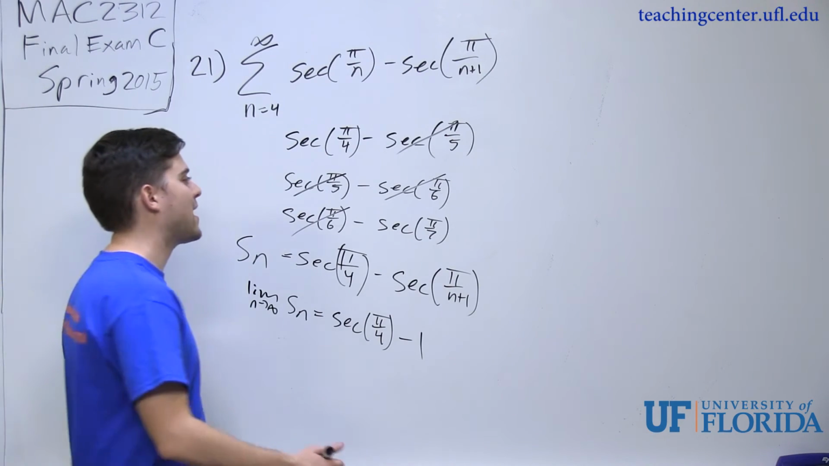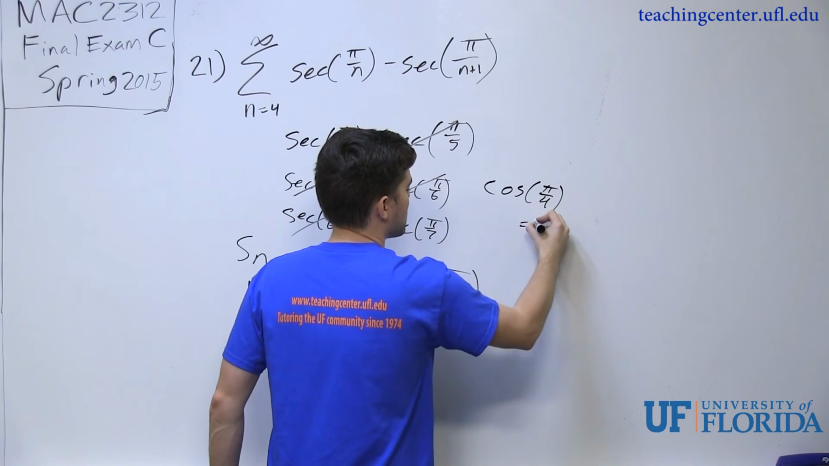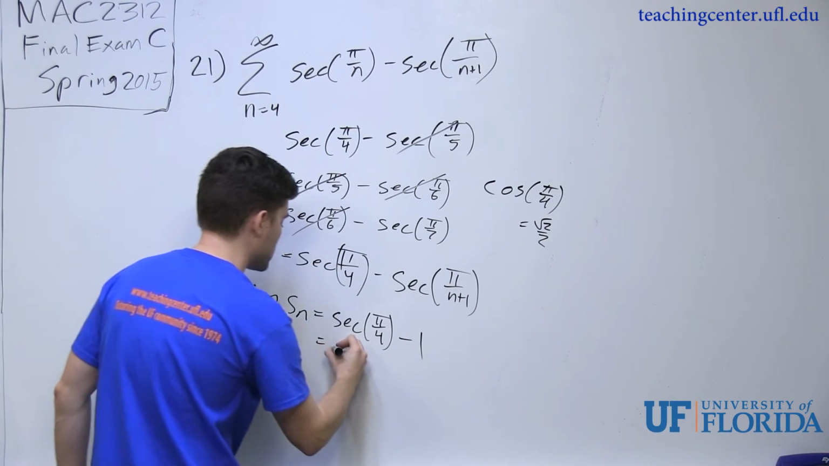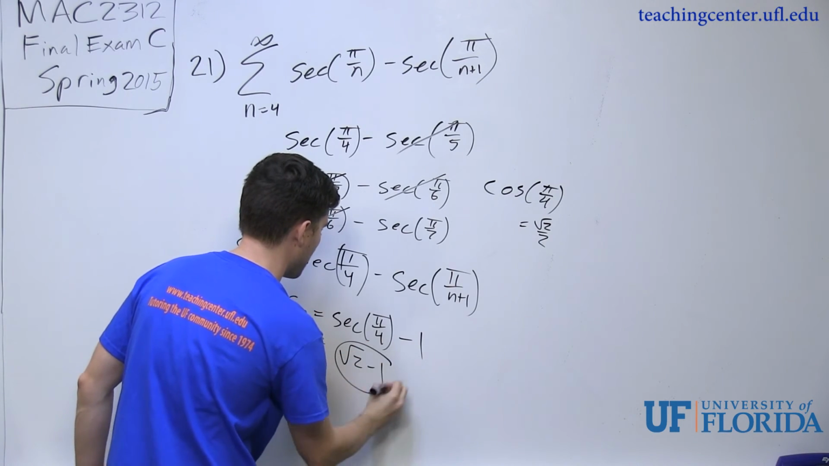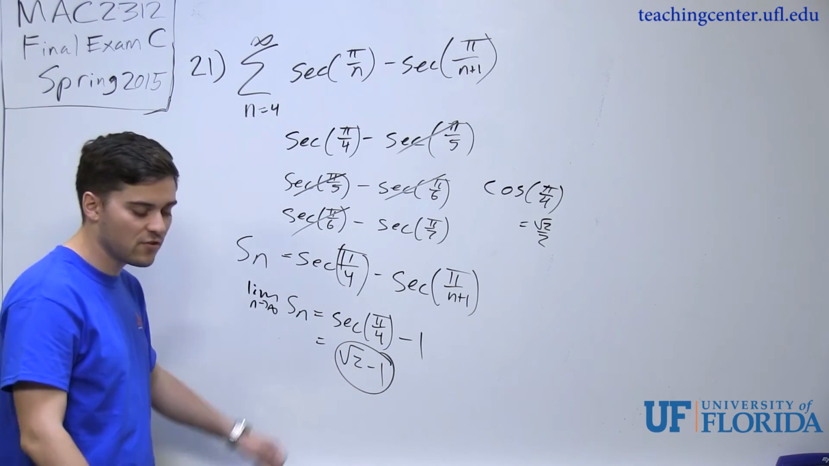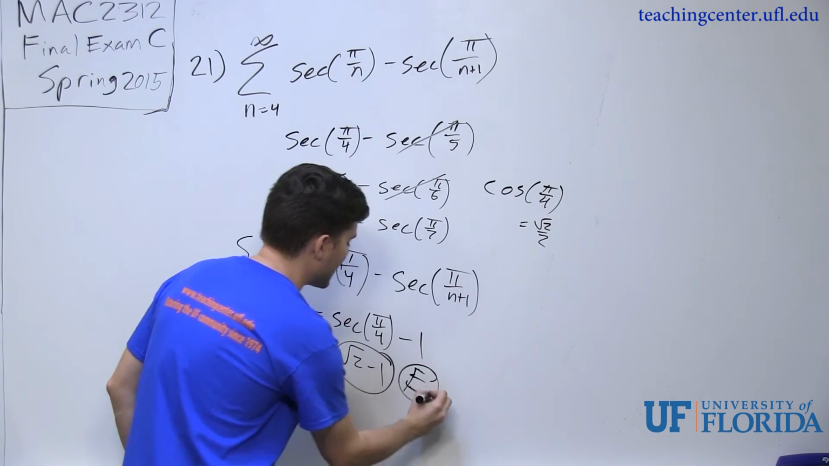Well, I know that cosine of pi over 4 is equal to square root of 2 over 2. So if I go ahead and flip that, I end up with square root of 2 minus 1. So that is the sum of this telescoping series, square root of 2 minus 1. And that gives me the answer of letter E.